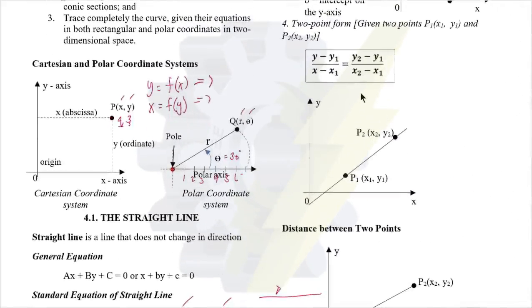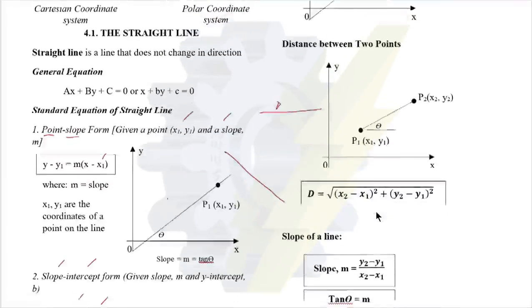The next one, the 2-point form. Here, we have 2 points given. So the equation to be used, if we want to write the equation, is this one. You can just simply substitute the coordinates here: x2, y2, and x1, y1.